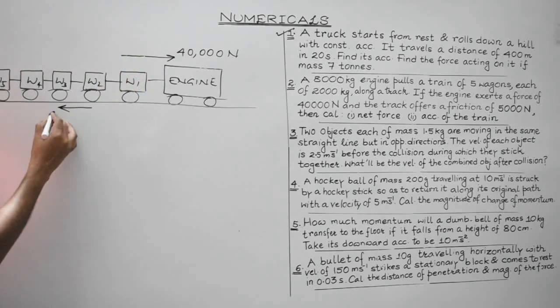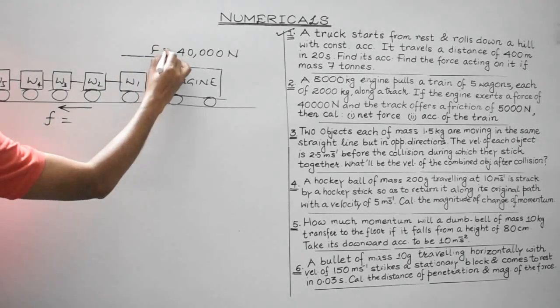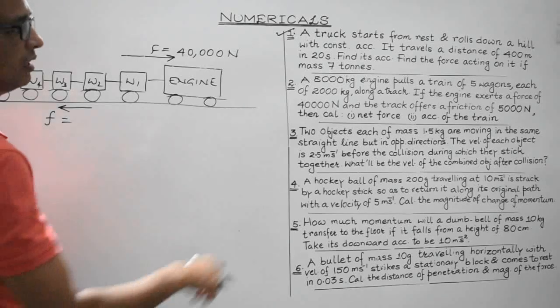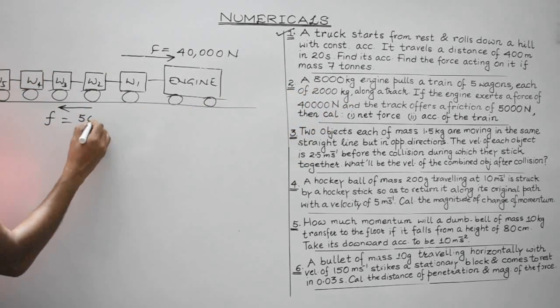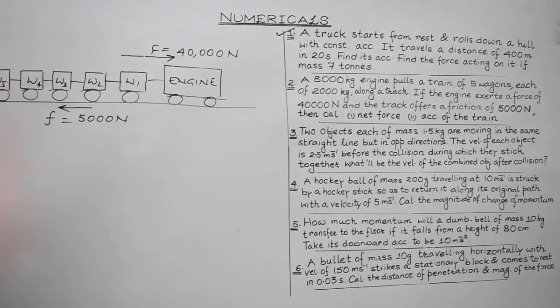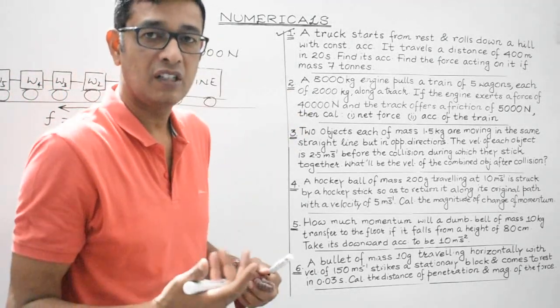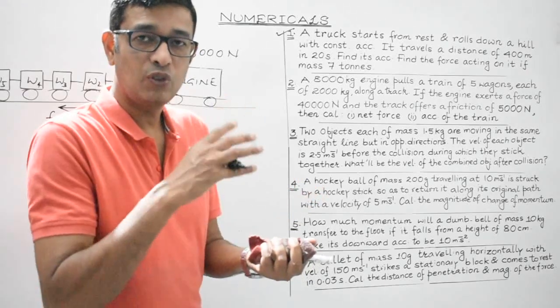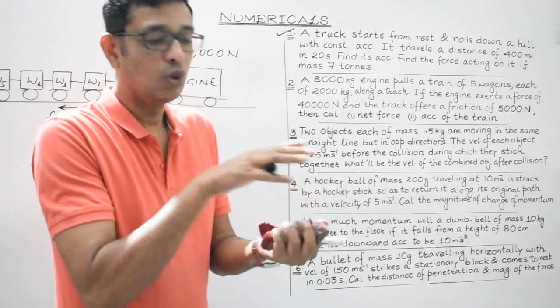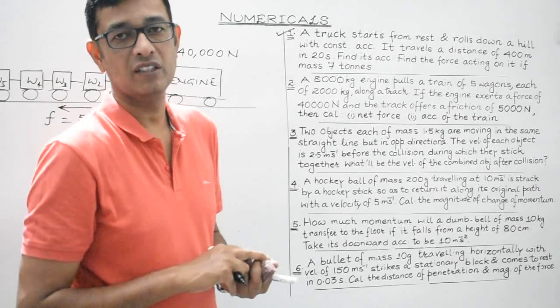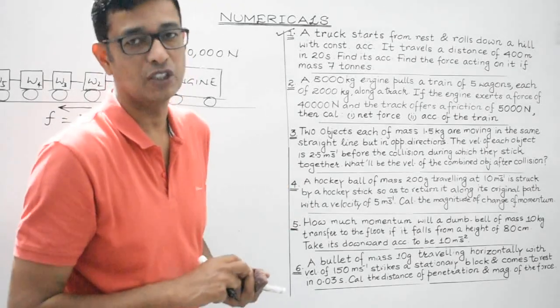Force of friction is supposed to be small f, and this is the force exerted, represented by capital F. Force of friction is given to be 5000 Newton, right? This is the diagram. So basically force of friction comes into existence whenever a body tends to slide or roll over the surface of some other body. Then this opposing force comes into play.